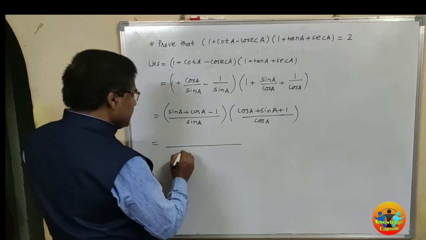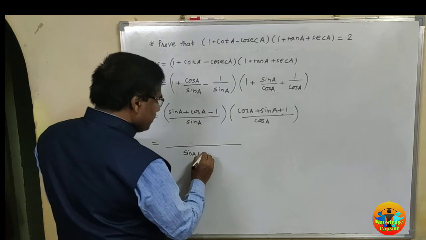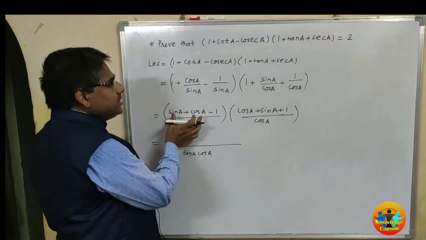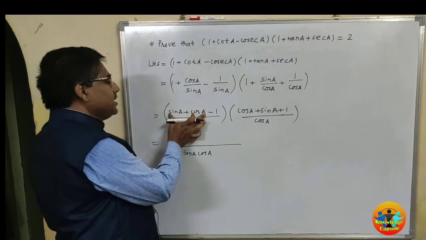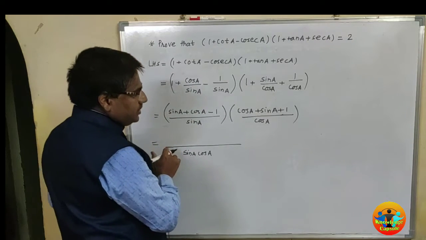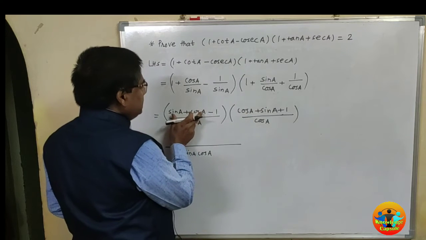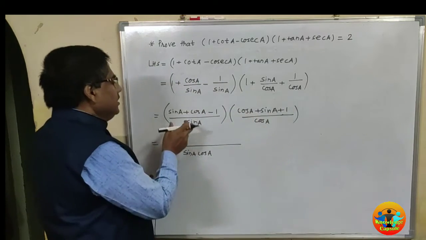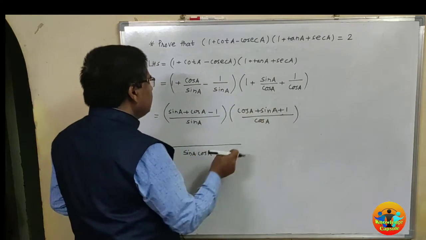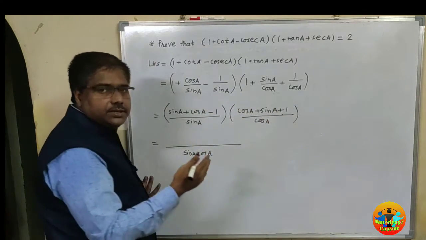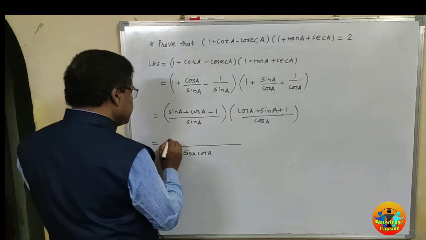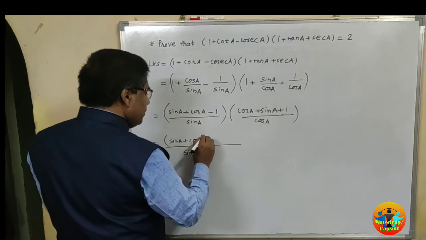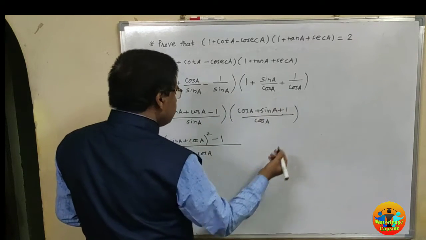In the denominator we get sin a into cos a, and in the numerator we can consider this whole term, that is sin a plus cos a, as a single term, as this pair is present here also, and this one as a second term. a minus b into a plus b is a square minus b square.